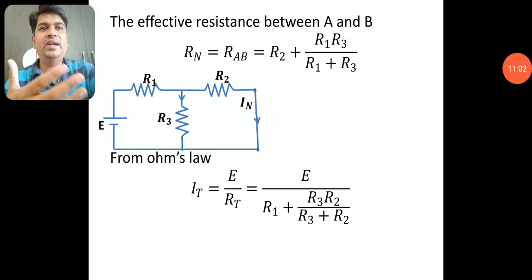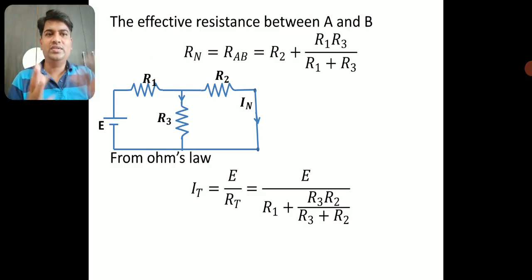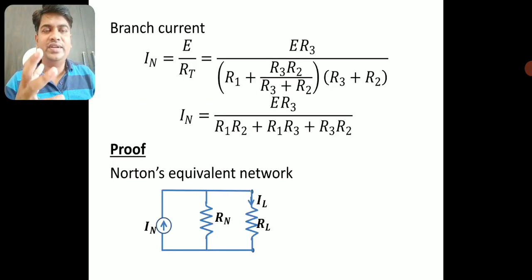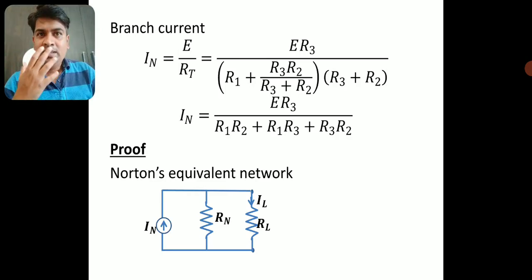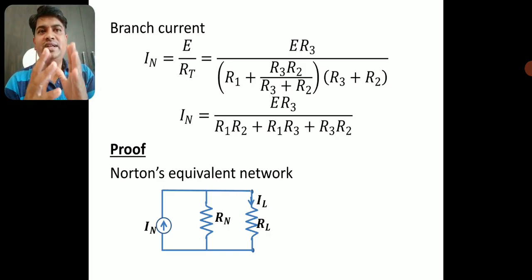So I got the value of the Norton resistance, but I still have not got the Norton current. To find the Norton's current, you need to apply the branch current formula. Branch current is the main current times the resistance in the other branch, divided by the sum of the two resistances. So don't look at this E by T, E by T is wrong. This E by T which I have written is wrong.